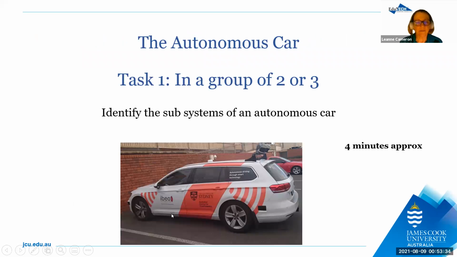So let's get back to our car, the autonomous vehicle. First of all, after watching that video, that entry event, we would then ask students to identify the subsystems of an autonomous car, to make them understand that there are lots and lots of systems within the car. We're only going to give them about 4 minutes for this, and it's important that they're in a group of about 2 to 3, maybe 4 at the most, to have this discussion so that they all start thinking about it.